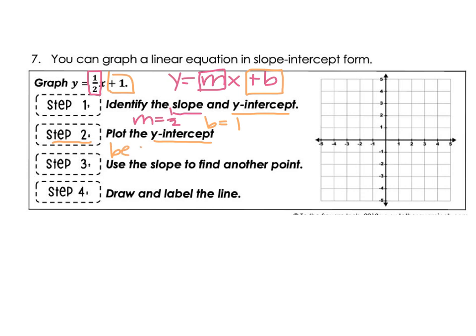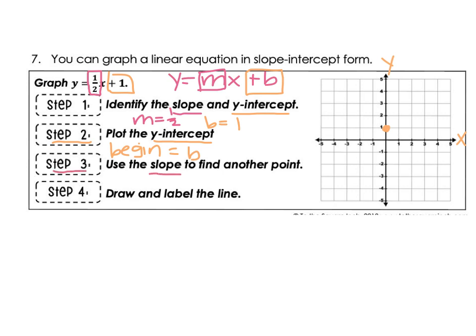Step 2 is plot the y-intercept. Begin with b. And you'll want to write these steps down in a notebook. Take notes on these so you have them. Our y-intercept is 1, and looking at our coordinate grid, we have our x and our y. So we're going to find 1 on our y-axis, which is right here, and we plot the y-intercept.